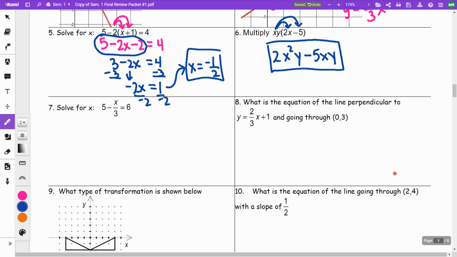On number 7, I'm going to minus 5 from both sides. I'm going to have a negative x over 3 is equal to 1. What I'm going to do is multiply both sides by a 3, but I'm going to do it also by a negative 3, because a negative times a negative will be a positive, and then my 3's cancel out. So I'm going to get x is equal to negative 3.